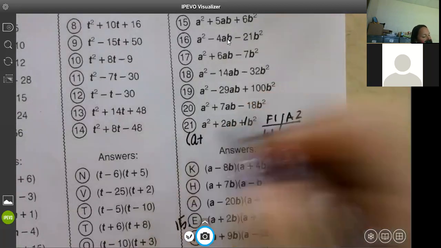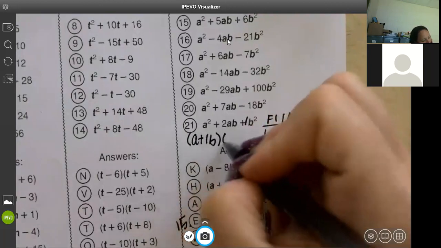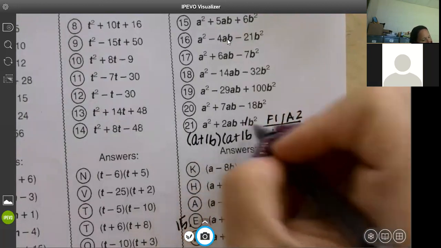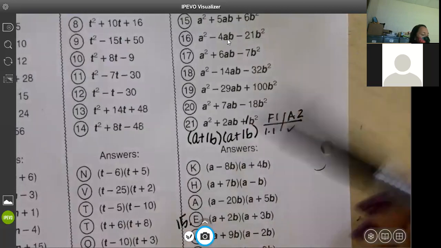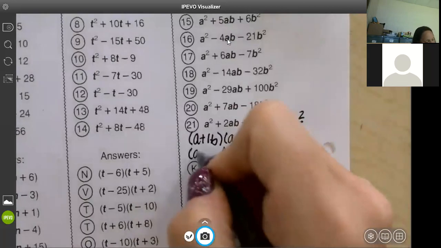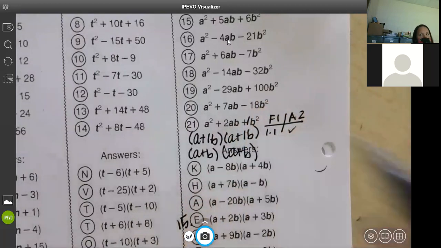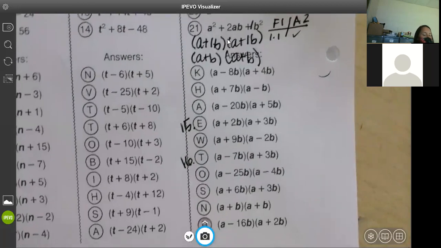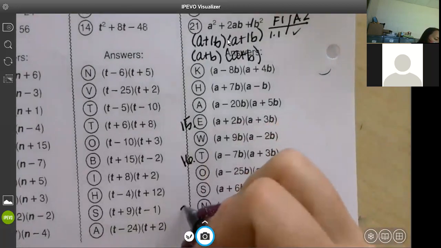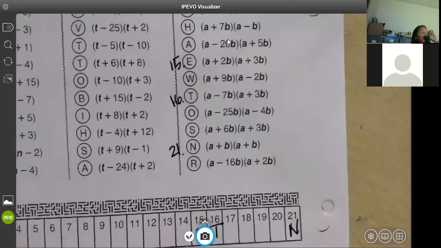So we'll have A plus 1B and A plus 1B. But do we have to see the ones? No. So this is actually A plus B, A plus B. And just to show you that, it's right here on N. So 21 is N. So again, don't forget that a 1 is always in front of a variable.